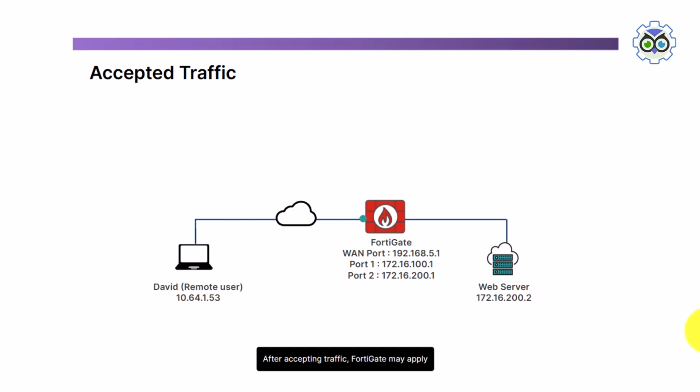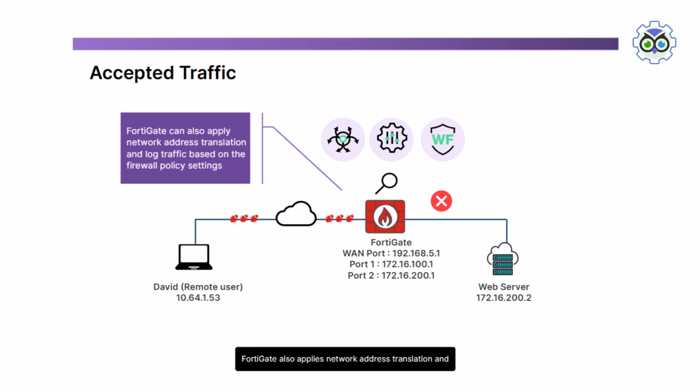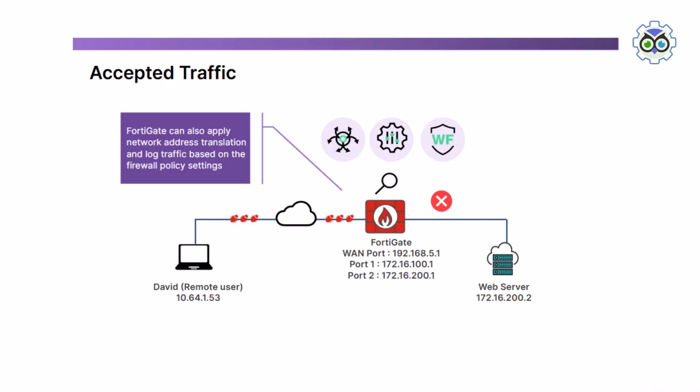After accepting traffic, FortiGate may apply other features and settings to that traffic based on the firewall policy configuration. This can include security scanning, such as antivirus, application control, and web filtering. Scanning could block the traffic if, for example, FortiGate discovers it contains a virus. FortiGate also applies network address translation and logs traffic based on the firewall policy settings.